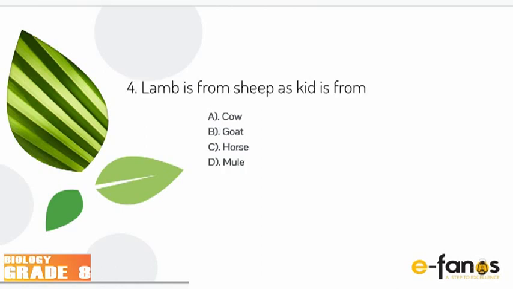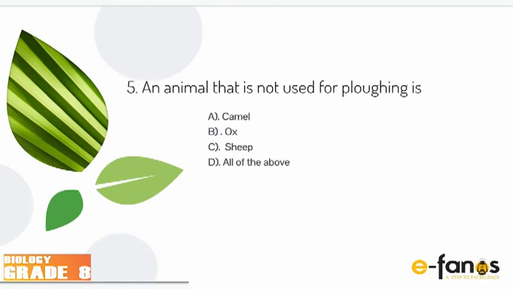Question 4. Lamb is to sheep as kid is to A. Cow, B. Goat, C. Horse, or D. Mule? And the correct answer is B. Goat. Question 5. An animal that is not used for ploughing is A. Camel, B. Ox, C. Sheep, D. All of the above. And the correct answer is C. Sheep.